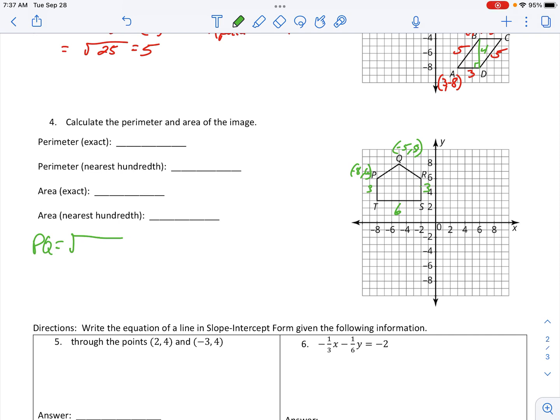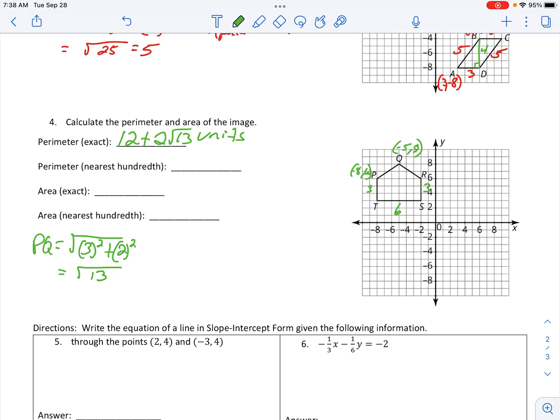All right, change in the x's squared plus the change in the y's squared. 9 plus 4 is what? 13. PQ is the square root of 13. Turns out QR is also the square root of 13. Add them up. 3 plus 3 plus 6 is what? 12. We have like terms of root 13s, 2 of them. Go to your calculator, punch it in. Those are not like terms, so that's the exact answer.